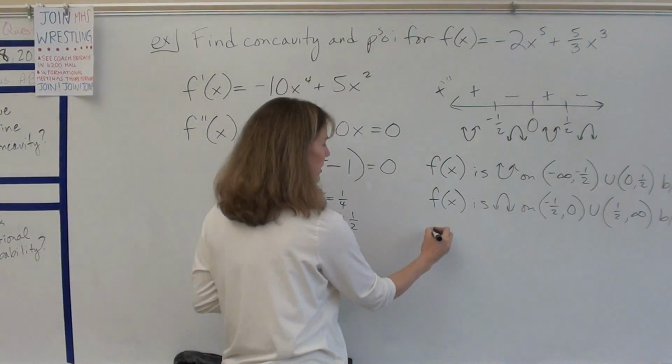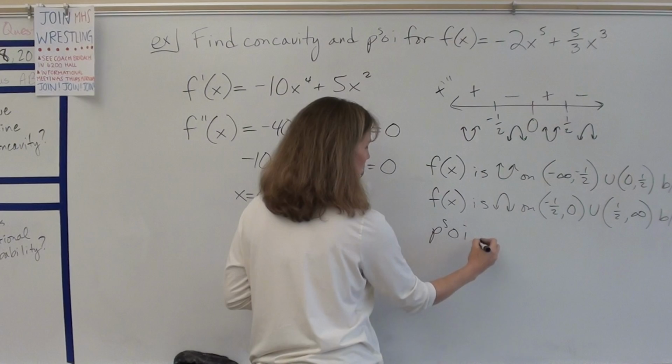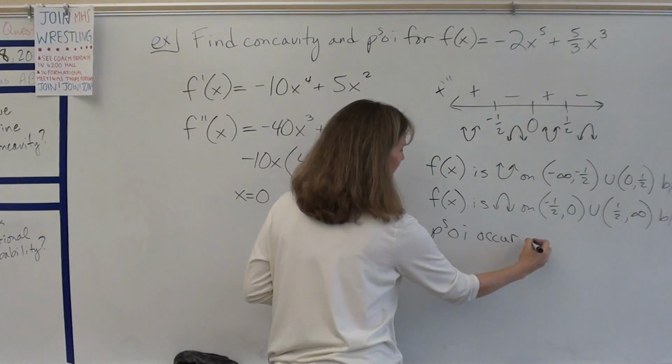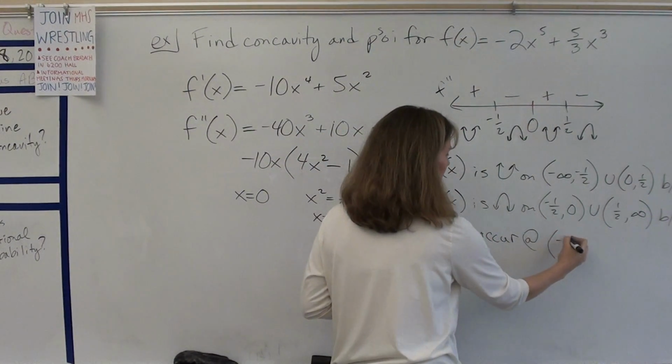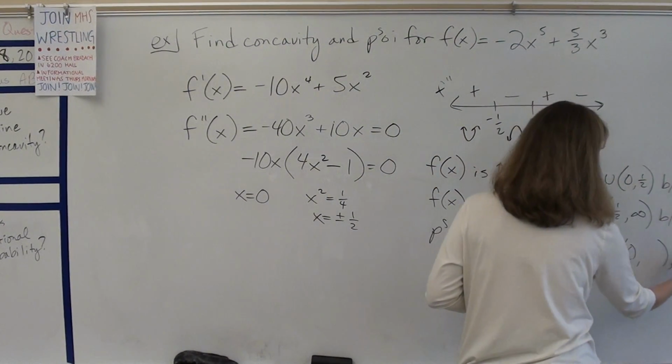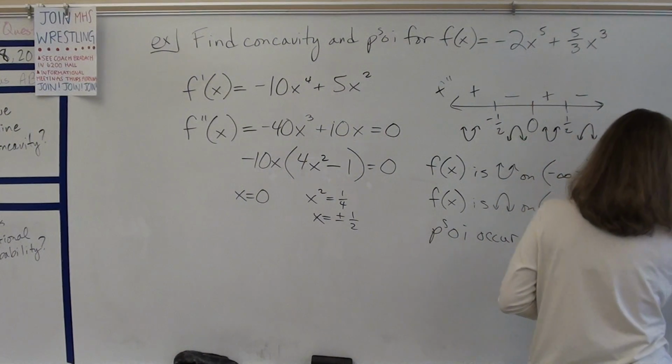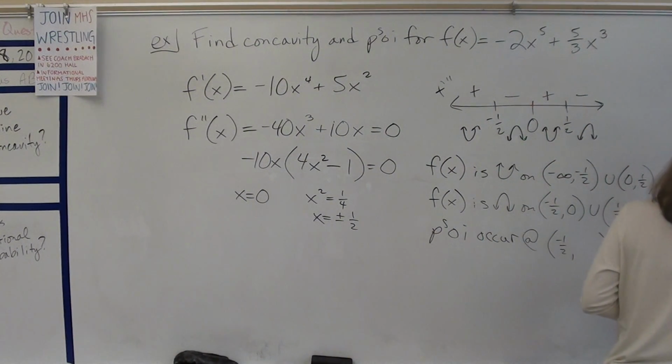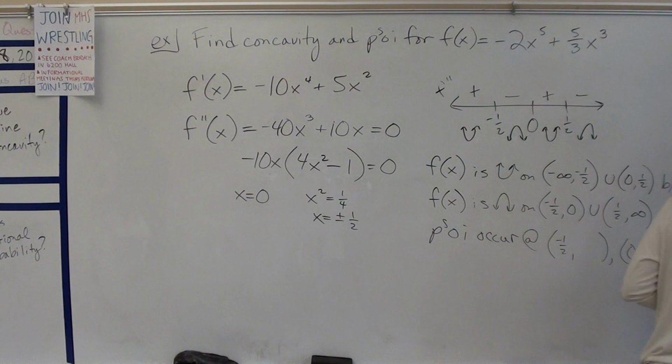All right, one more. Points of inflection occur at 3 places: negative a half comma something, 0 comma something, and a half comma something, because f double prime changes sign. Where do I find the y values for my points of inflection? The original function. I'm just going to tell you the answers: negative 0.146, 0, 0, and positive 0.146.